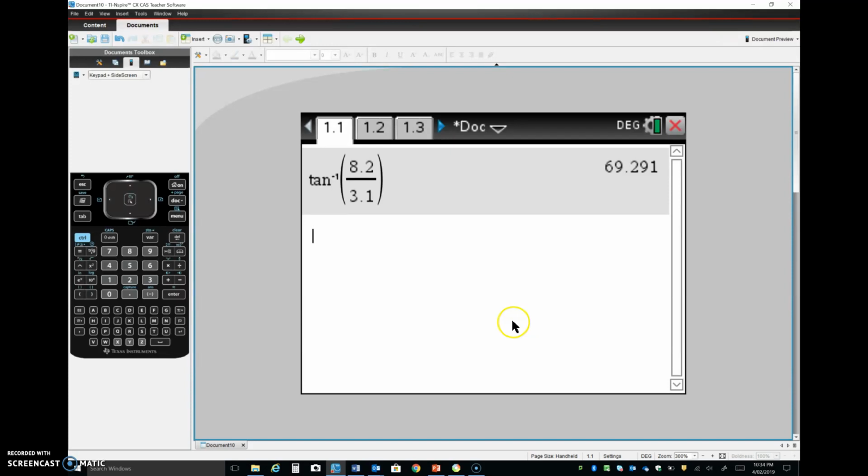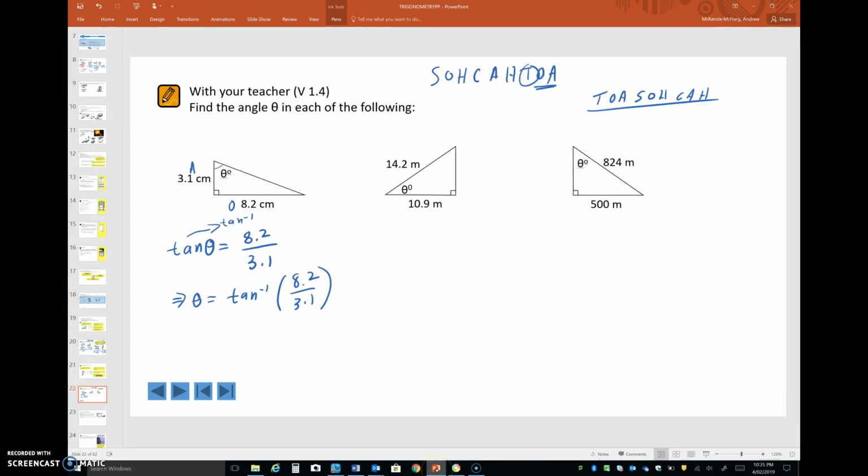Righto. So you might want to pause the video at this stage and try the next two. They might involve sine or cosine rather than tangent, but we just do the opposite of those. The opposite of sine is inverse sine. The opposite of cosine is inverse cosine, and pick the appropriate one. So I'll have a go at it now.